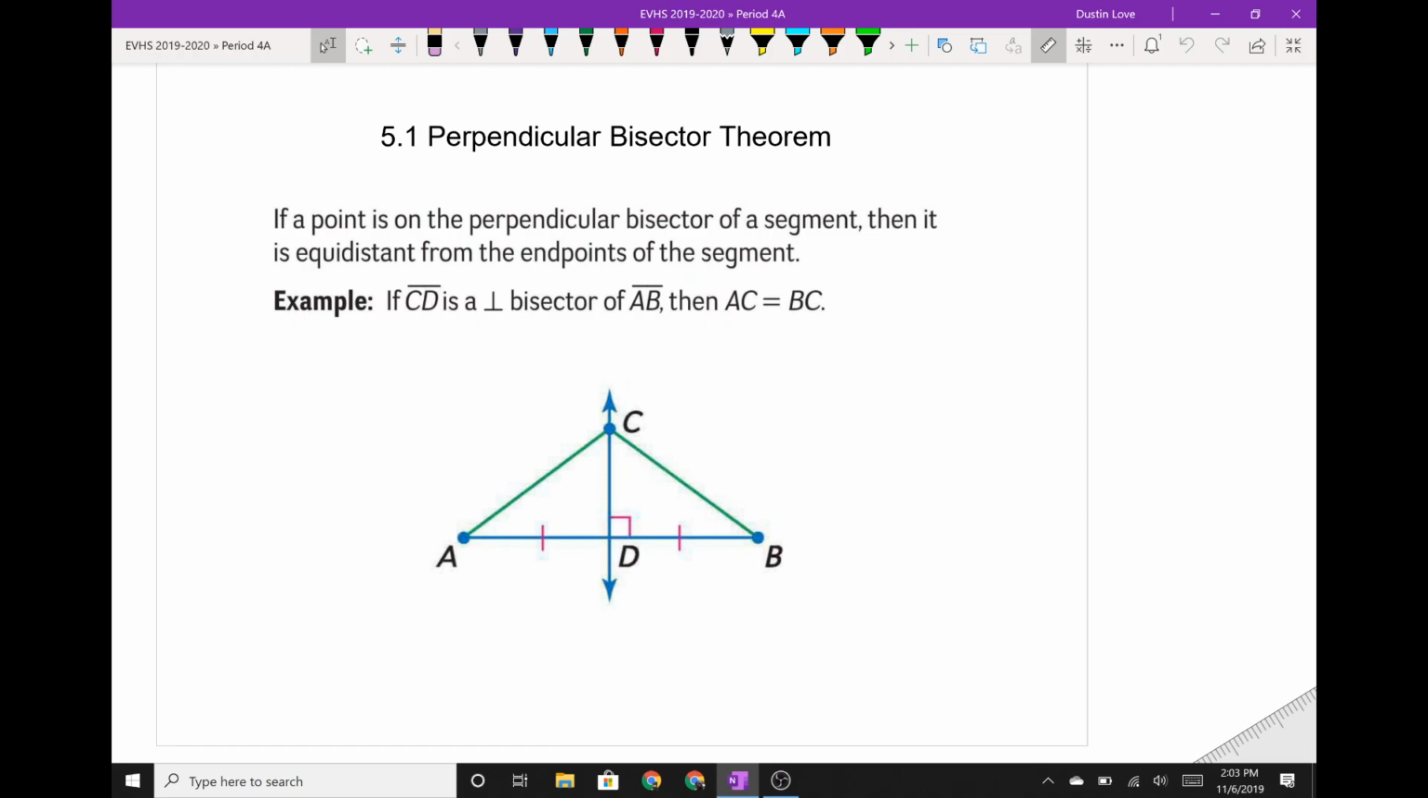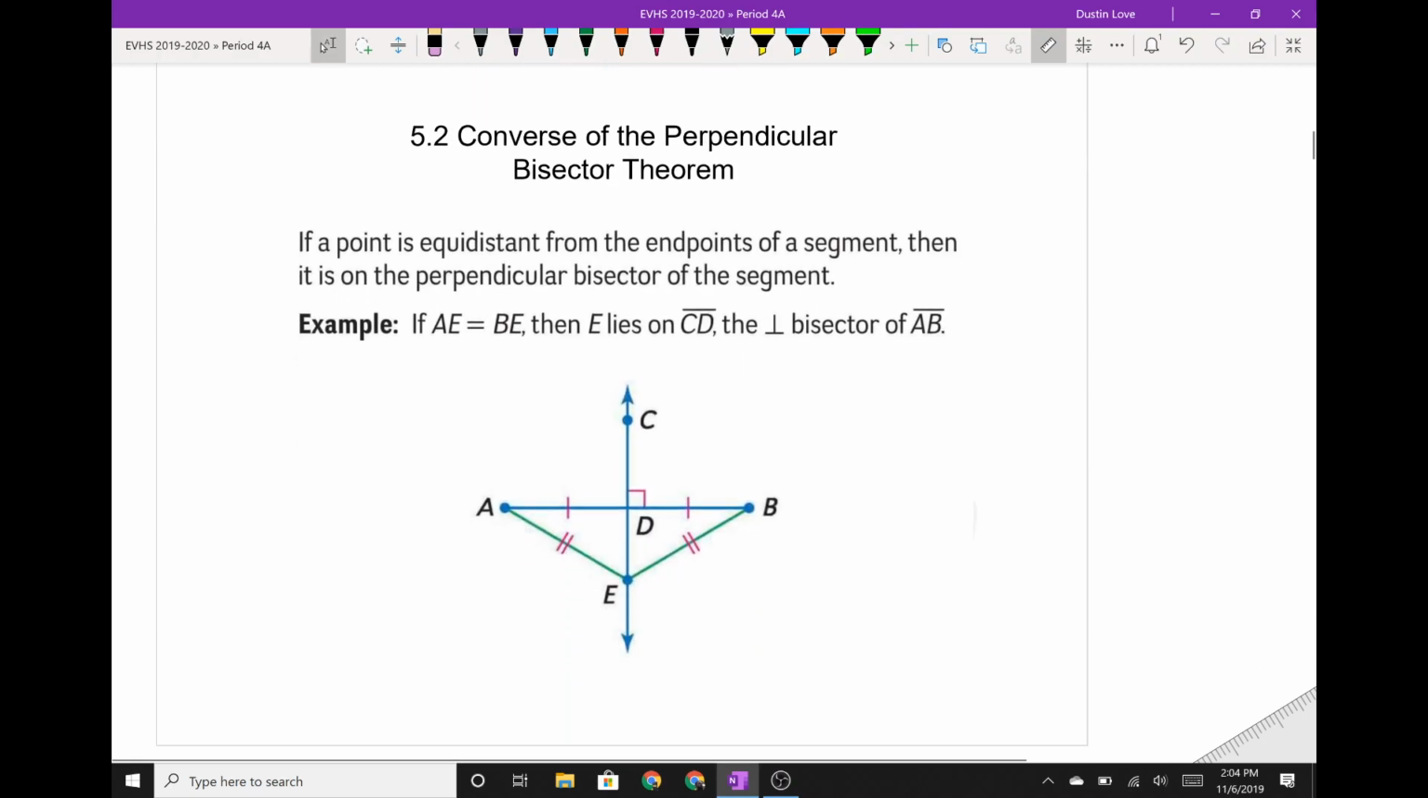If a point is on the perpendicular bisector of a segment, then it is equidistant from the endpoints of the segment. So if I know that AD is congruent to DB and that these guys are right angles, then any point I draw on the bisector, on DC, will force these two line segments to be congruent. See, I could put a point right here, and then those guys would be congruent. Any point on there will essentially form an isosceles triangle. Does that make sense? Okay.